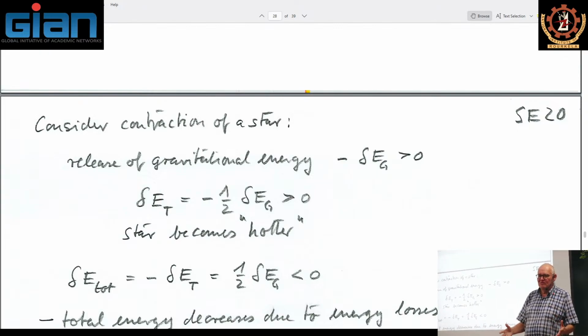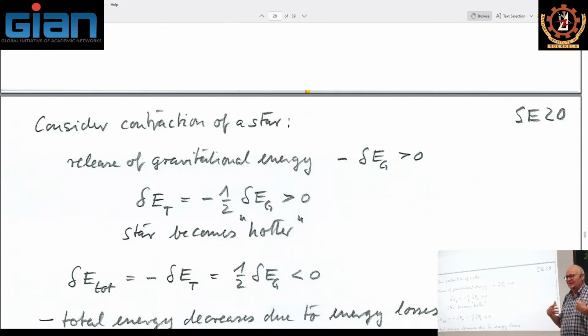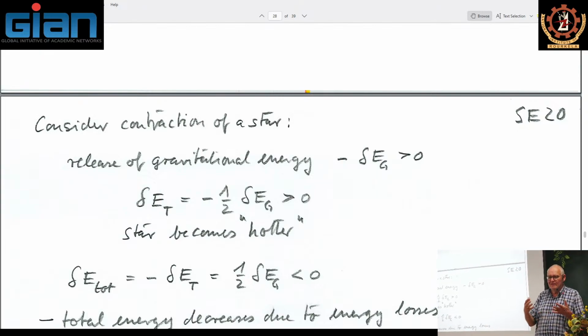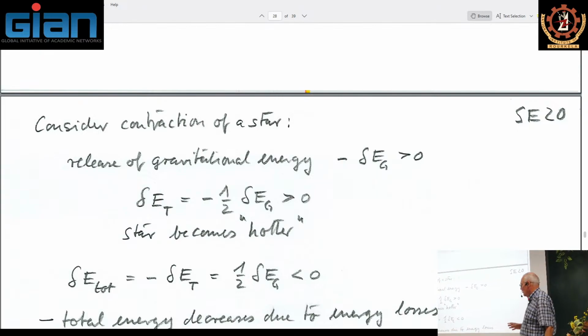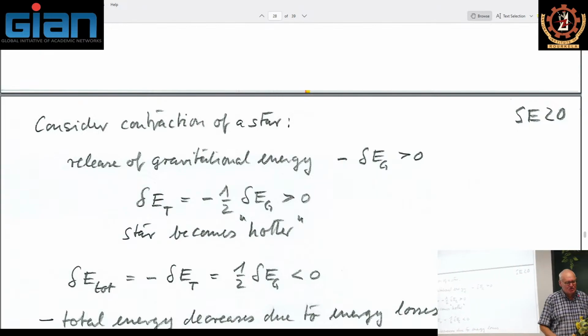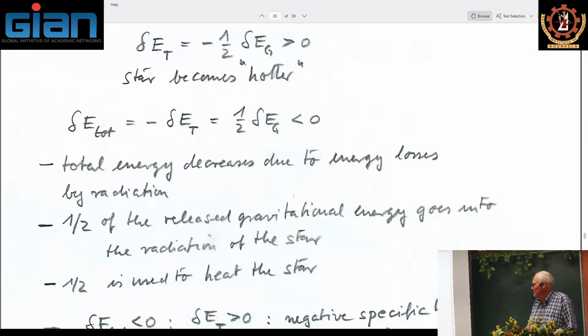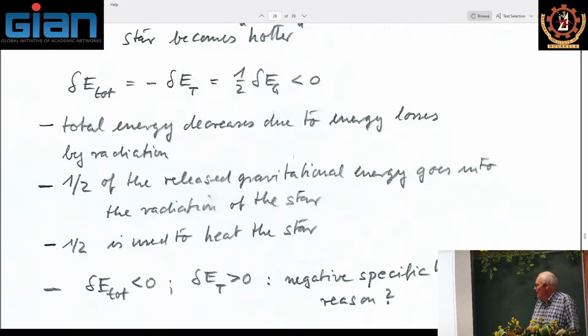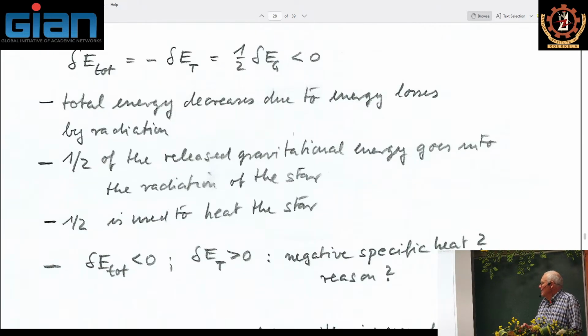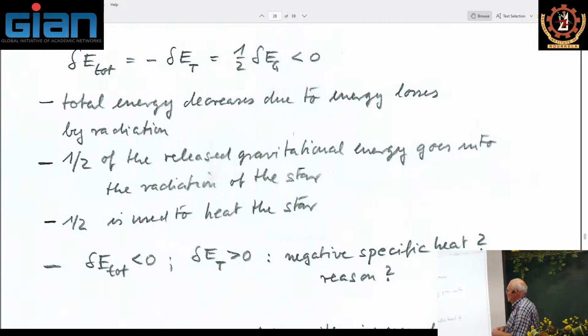All systems we know on Earth show the opposite. If they radiate energy away, if they lose energy, they become colder, they do not become hotter. So the total energy decreases. A decrease in total energy is associated with an increase of the thermal energy.